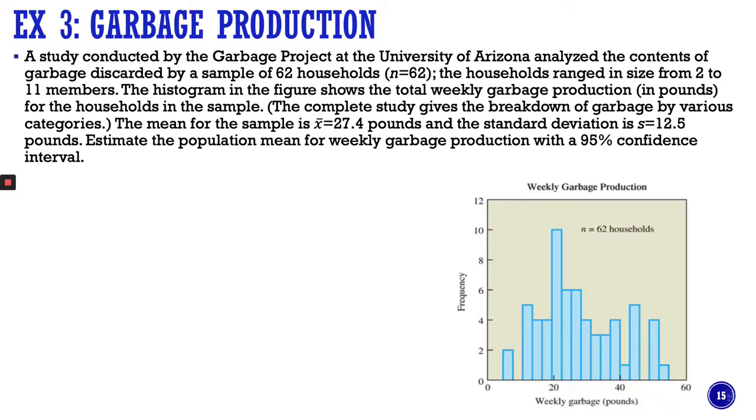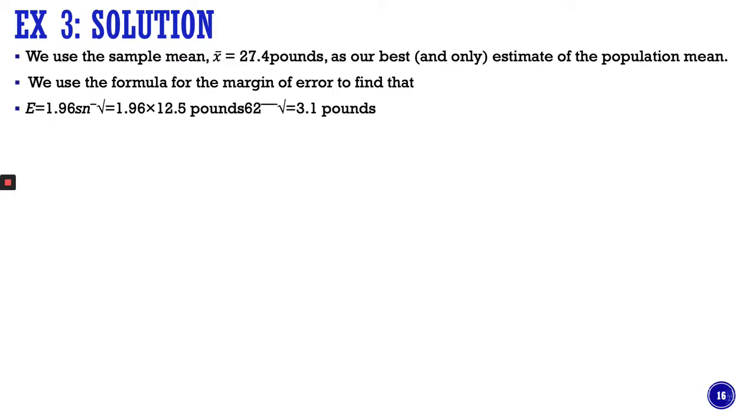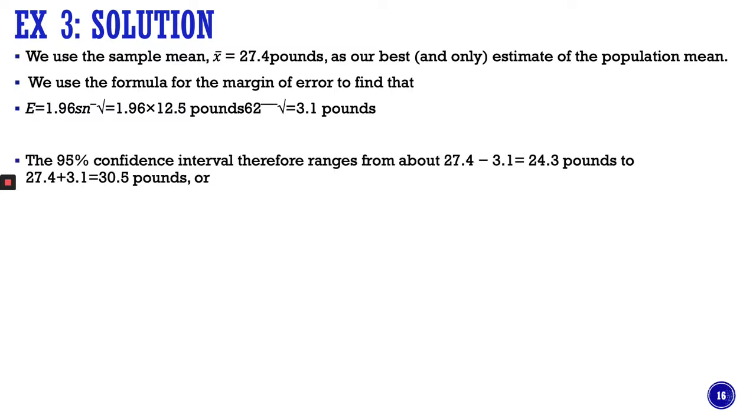So we're using our sample mean as our best and only estimate of the population mean. We use the formula for the margin of error to find that E is equal to 1.96s. Oh, we have some mess up here. It should be divided by the square root of n. So that gets us 1.96 times 12.5 pounds divided by the square root of 62, which equals 3.1 pounds. Sorry for that mess up.